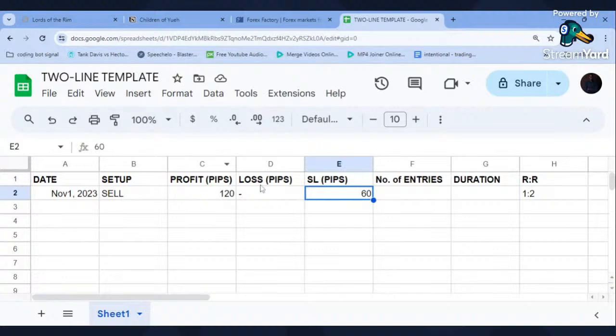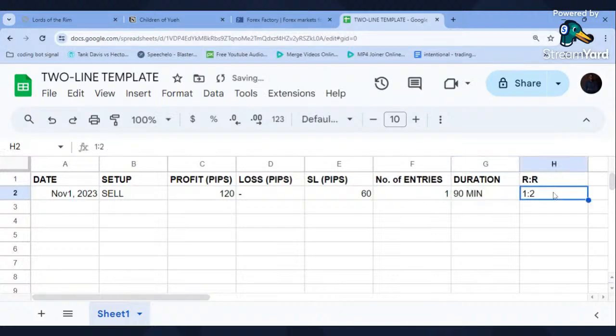Remember that this is back testing, right? And the number of entries, I only entered this trade once. And then the duration of the trade ran from 5 p.m. to 6:30. So that's 1 hour 30 minutes. You can just put 90 minutes. So that's 90 minutes, right? So you can put 1 hour 30 minutes.